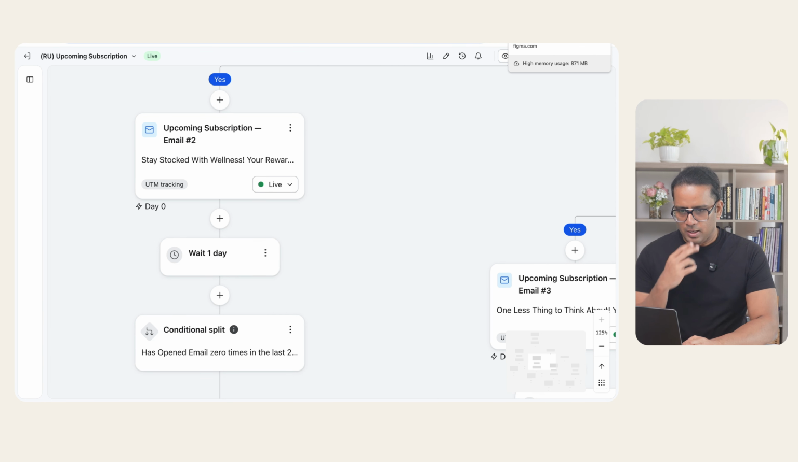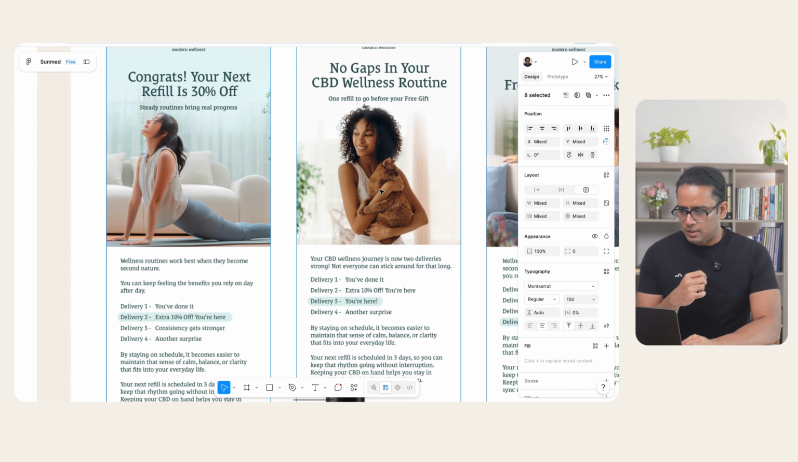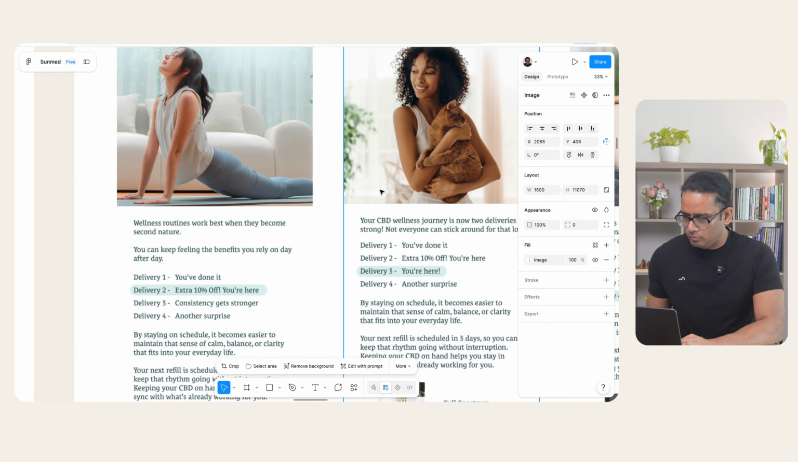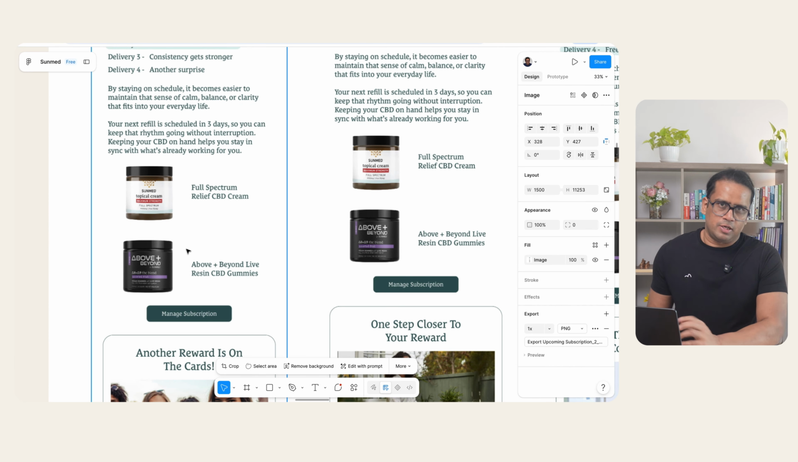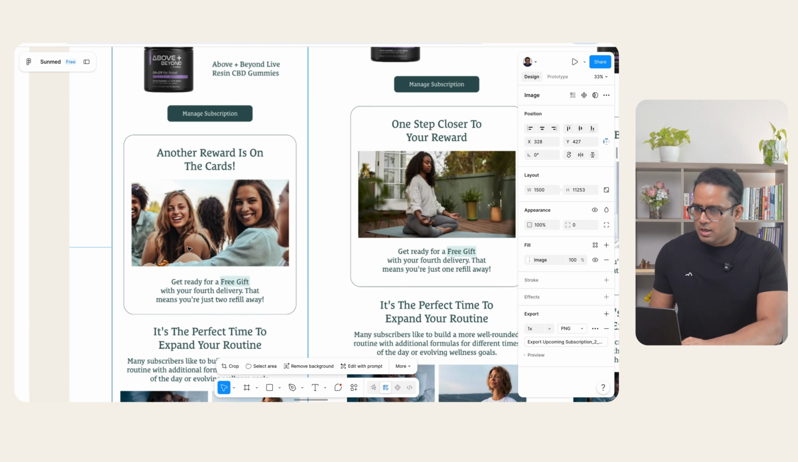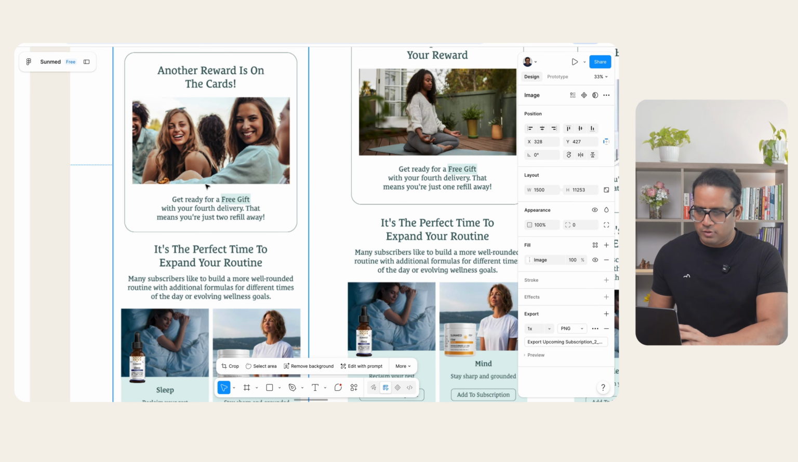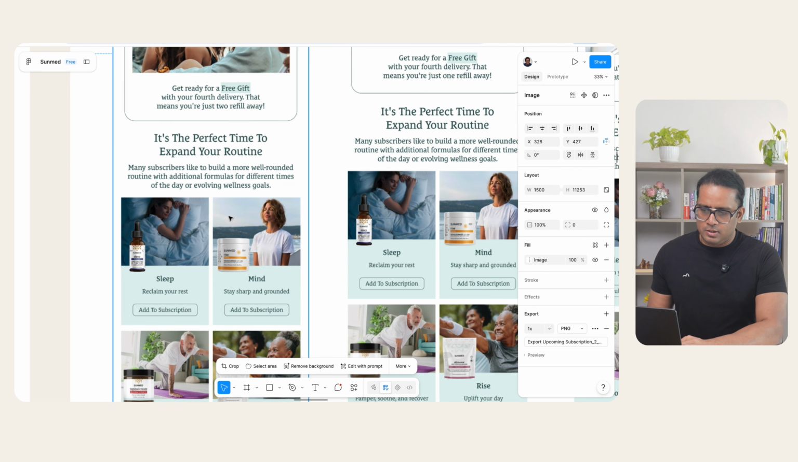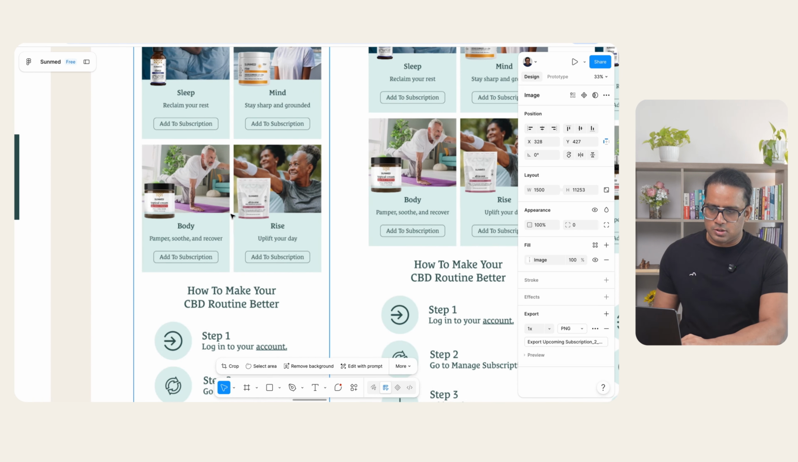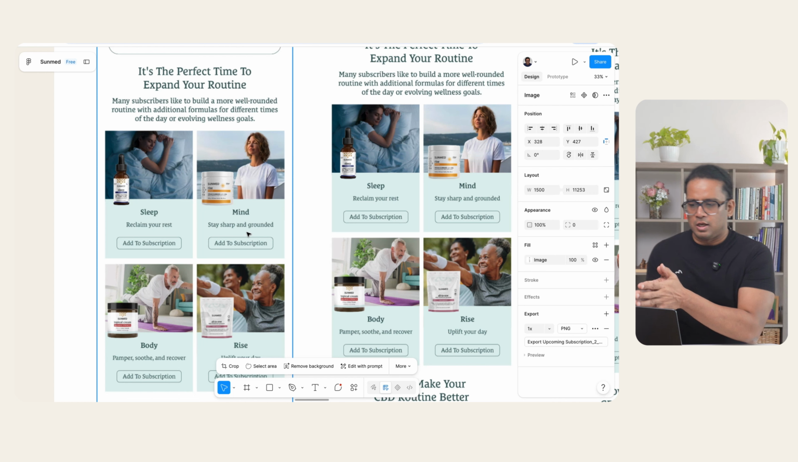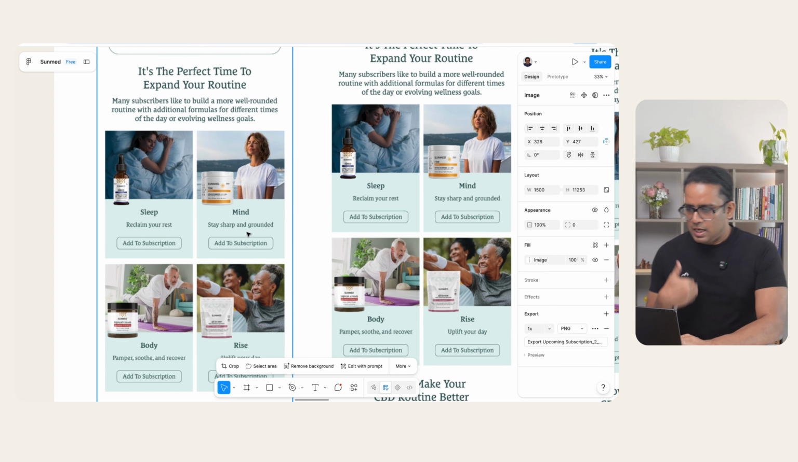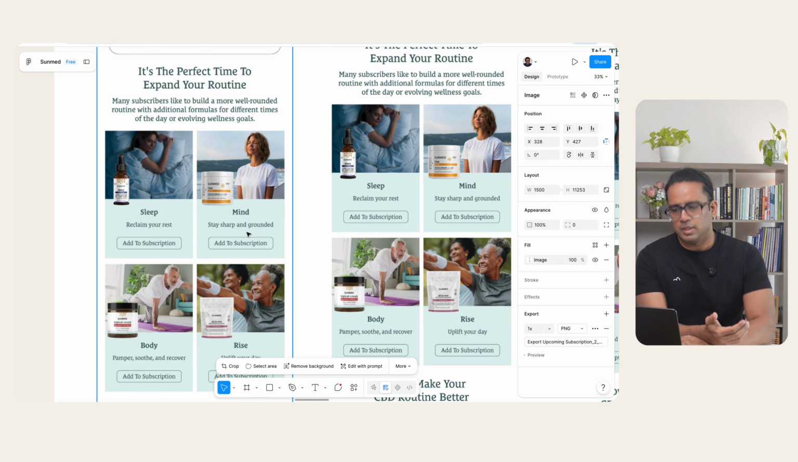So let's go into one email. Over here, we are talking about when it becomes second nature. Many people might be on a different subscription, so we mention that there is a reward which might be coming up, and you can always add to your subscriptions. The next one is the perfect time to expand your routine. So you can add more collections to your routine, and you can push new arrivals over here as well.